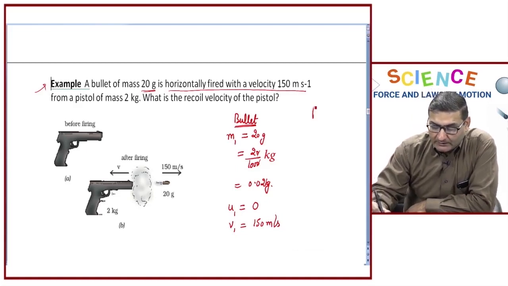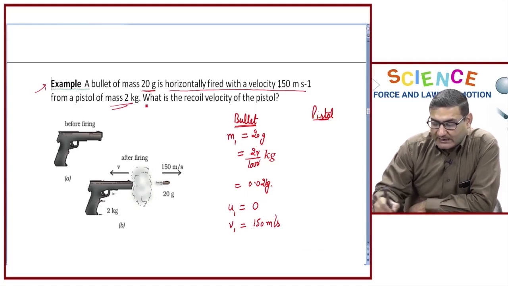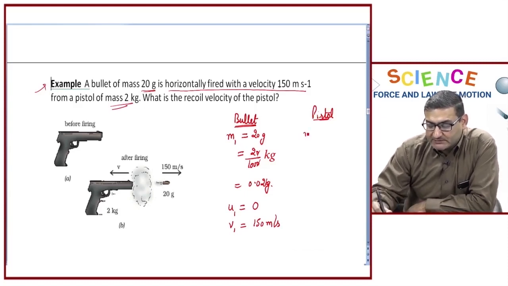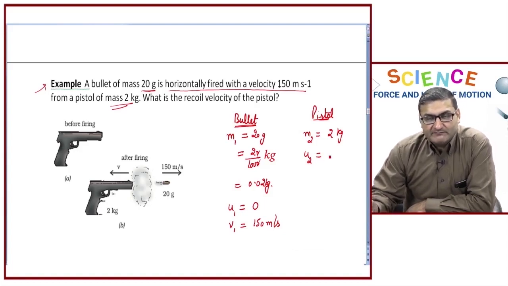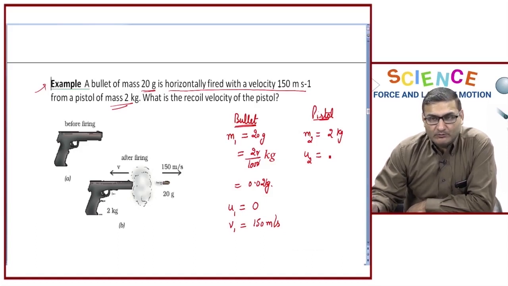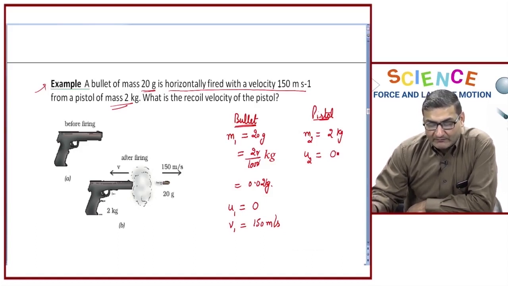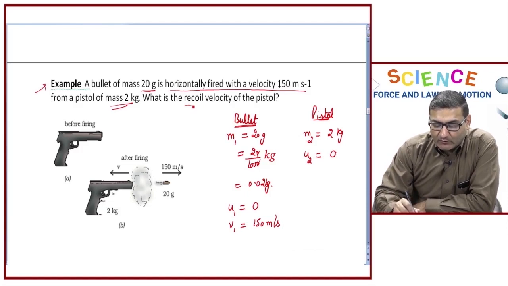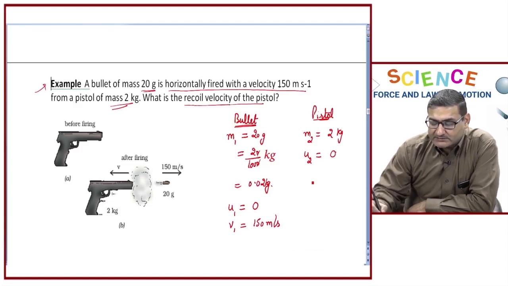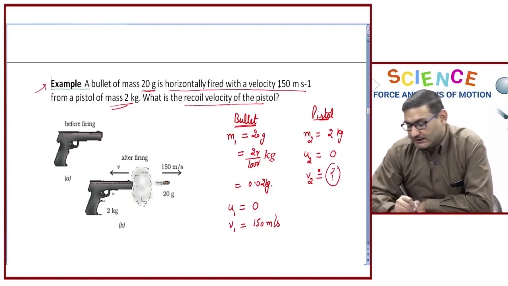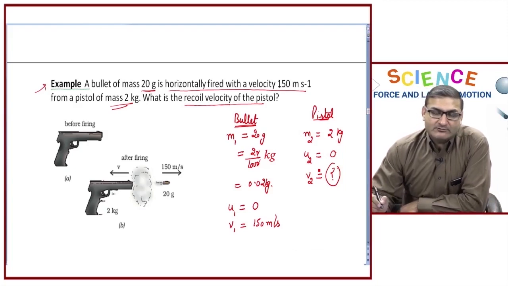From a pistol of mass 2 kilograms. Now, the mass of the pistol, let it be m2, is given to be 2 kilograms. Initially, the pistol was also at rest. So let the initial velocity of the pistol be represented by u2, and that will be 0. What we need to find is the recoil velocity of the pistol, that is, the final velocity of the pistol. That is what we need to find in this question.